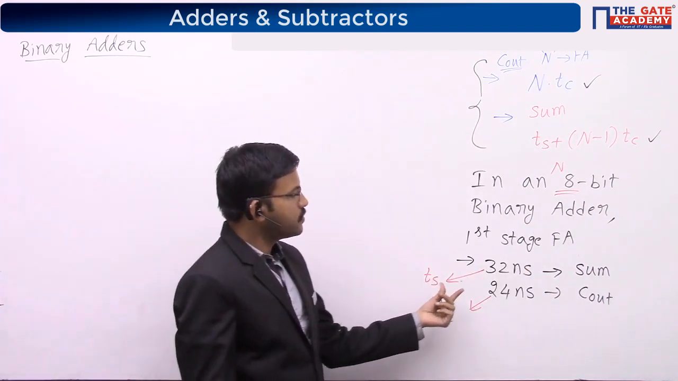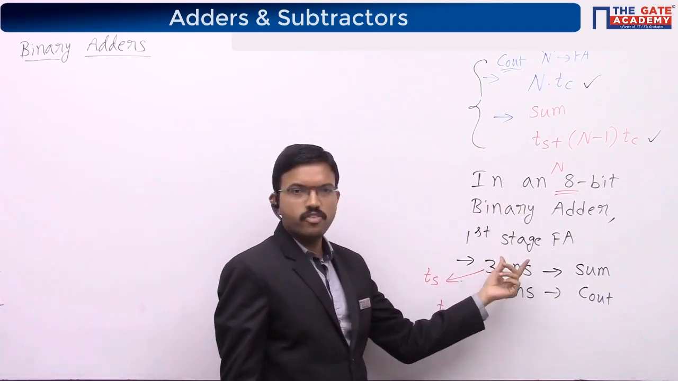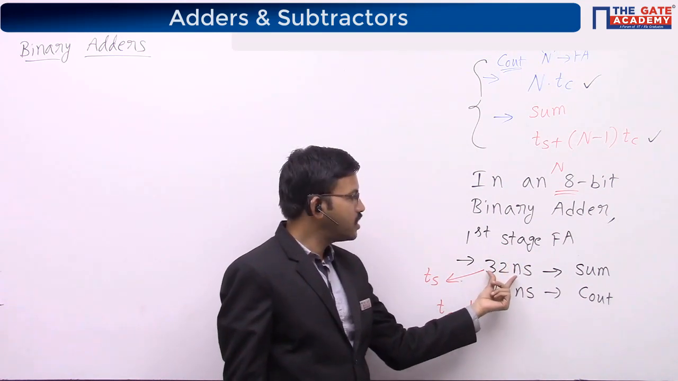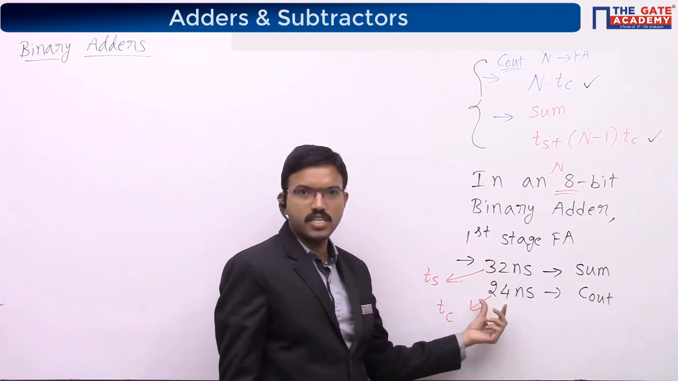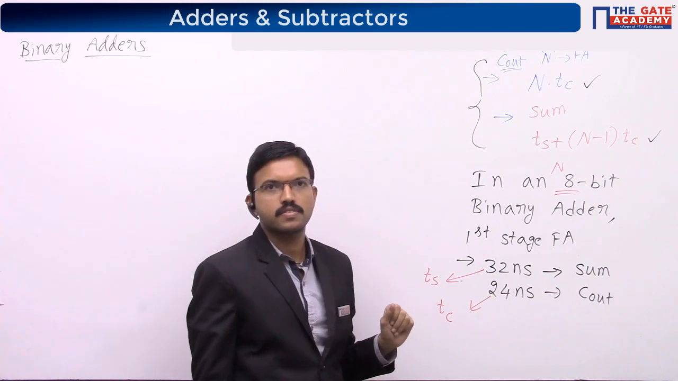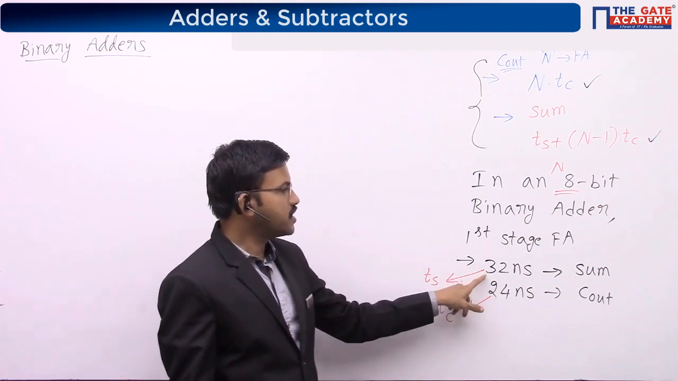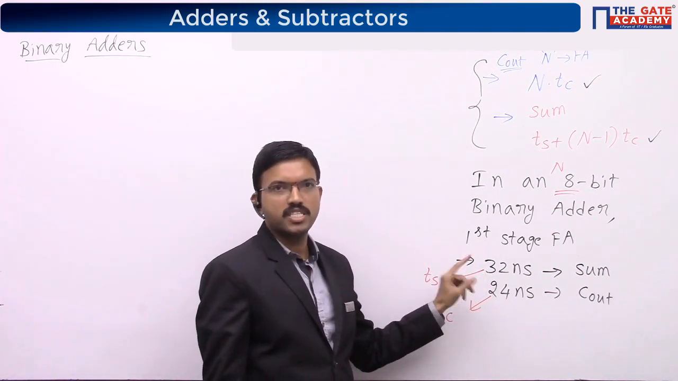Yeah, for the best case, whatever information he has given about a particular full adder, TS, TC, among these two, whichever is the greater, that will be the answer for the best case. Suppose in this case, 32 nanoseconds will be the answer for the best case.